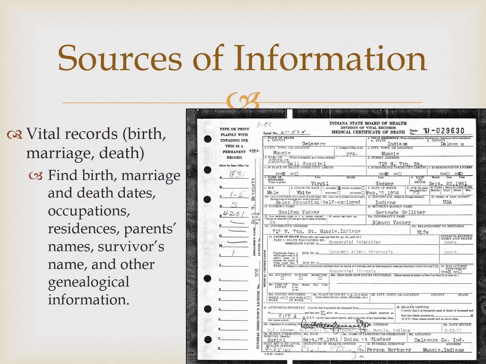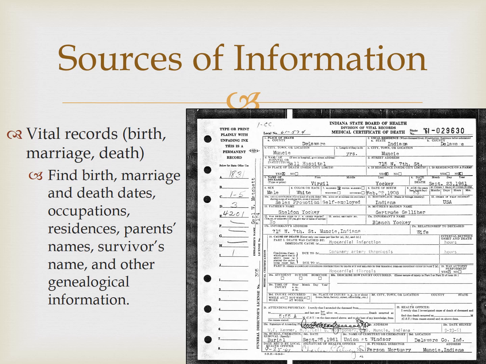Next, we have birth, marriage, and death records. These are the most vital records that you will be looking for, as they contain the primary information on the 3 major life events that are documented on family trees. They will often contain clues and other details such as occupations, residences, names of parents, spouses, or children, and other genealogical information.